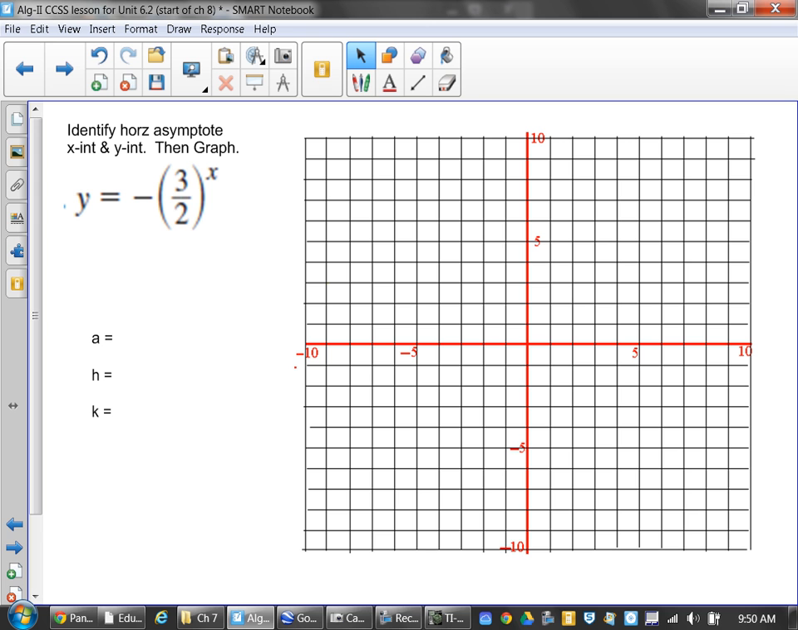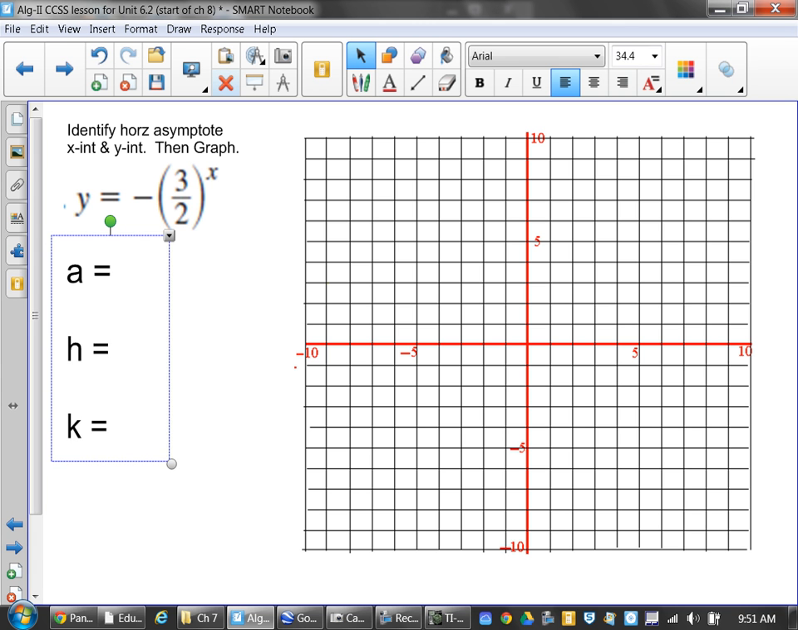All right. What's my a value now? Negative 1. Okay. And then it's 3/2 to the x. So my a value is -1, and it's 3/2 to the x. So there's no h and k again, so we're just going to leave this written out.